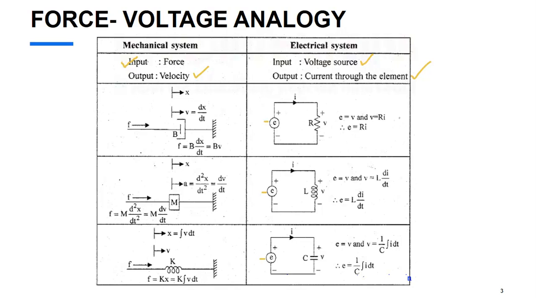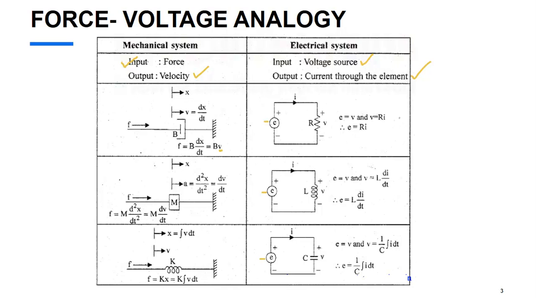We take a dashpot. The opposing force is directly proportional to velocity. So that's why dx by dt is represented by v. The dashpot is equivalent to a resistor in the electrical system. Here I have represented the voltage across this resistor, and mass is equivalent to an inductor.